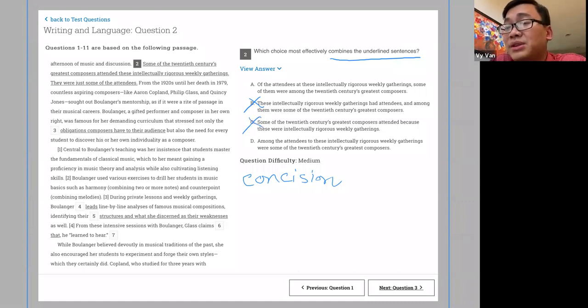So the answer should be between A and D. D, among the attendees to these intellectually rigorous weekly gatherings was some of the 20th century's greatest composers. Well, they both convey the same message, but D is shortest and it's actually the best way of writing. So I would go with D, and that's the right answer.